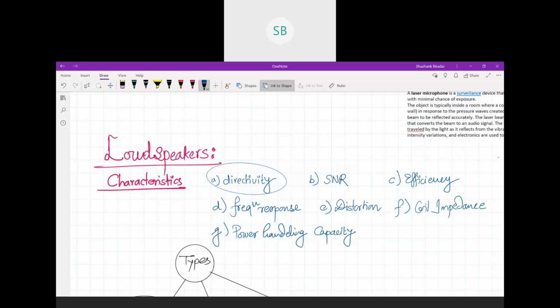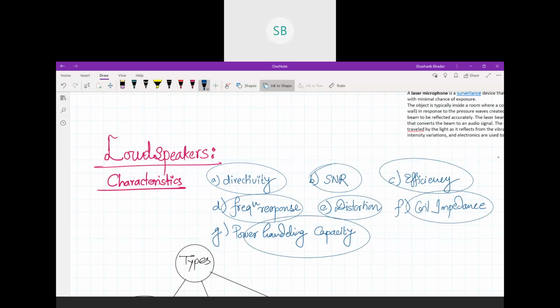Okay, the second parameter is signal to noise ratio, the efficiency of the loudspeaker, the frequency response, distortion, the coil impedance, the coil which is used in the loudspeakers, and the power handling capacity. Okay, so all these are the characteristics of the loudspeaker.